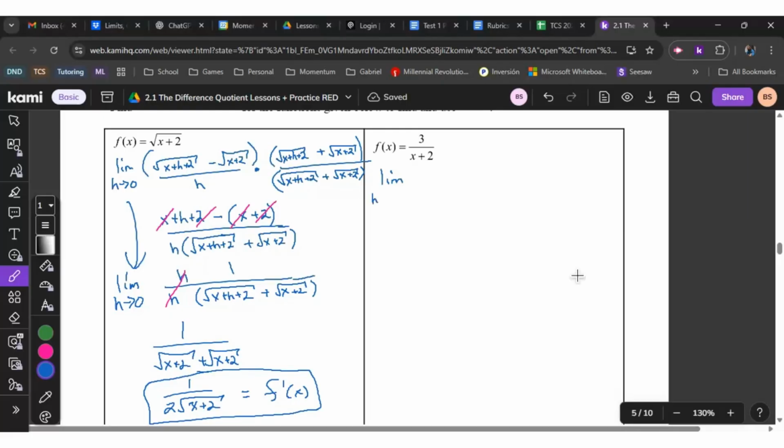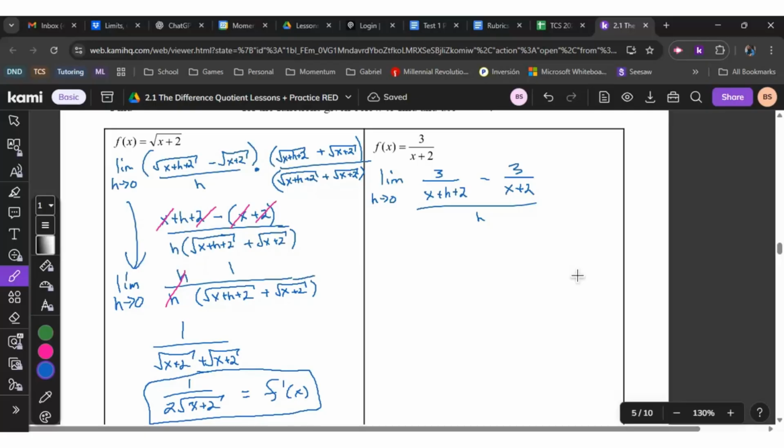All right, so the limit as h approaches 0 of 3 over x plus h plus 2 minus 3 over x plus 2, all divided by h. Thank you. All right, so I got to deal with this. Like, this numerator is ugly. We got to fix it.